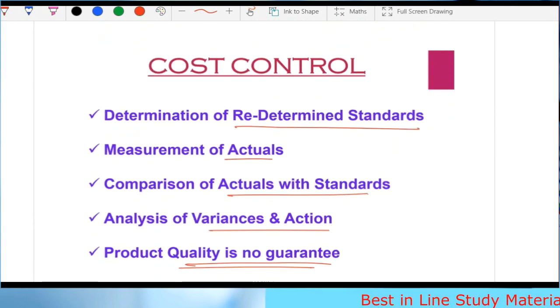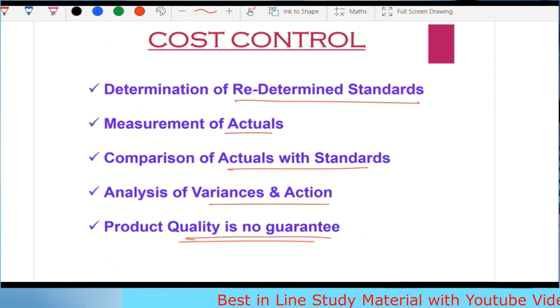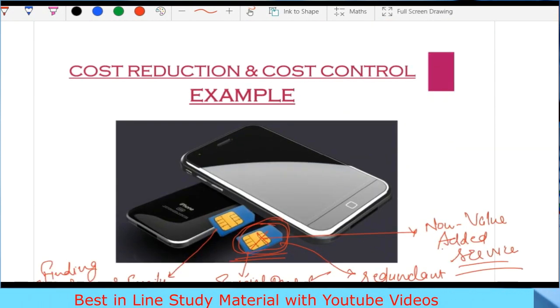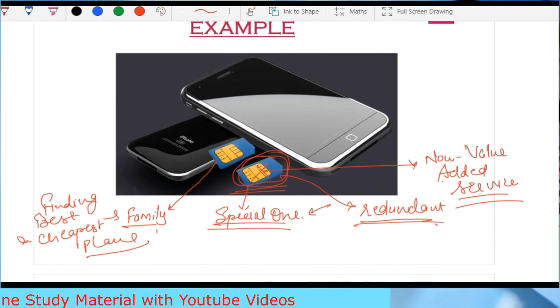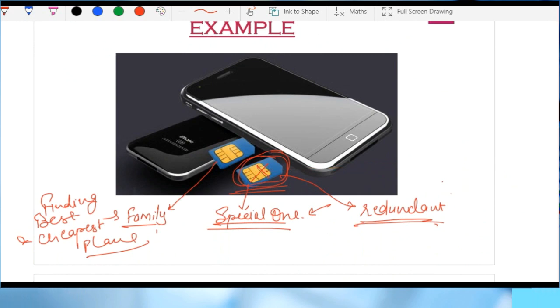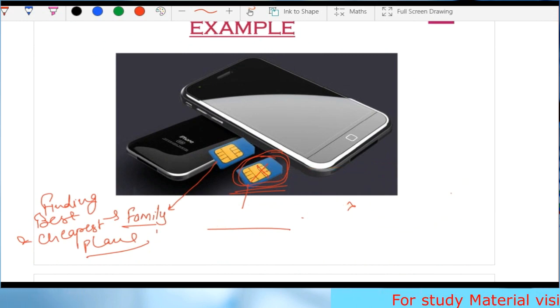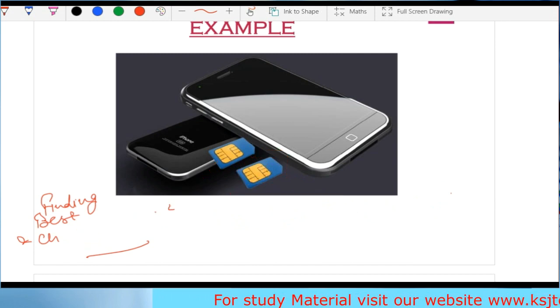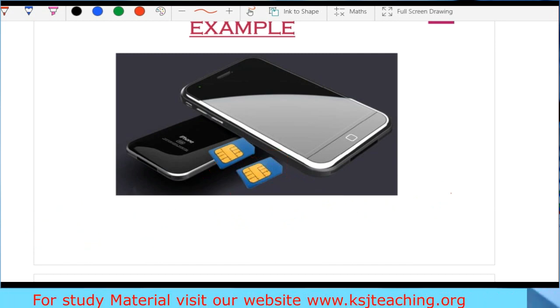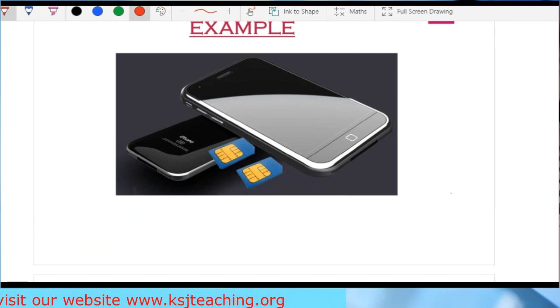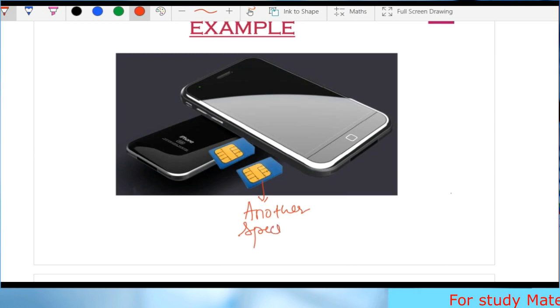Now, coming on to the cost control. Now what happens, sir? You broke up with this special one. After a few months, what happens? Okay, I'm removing this now. Now, what happens, sir? Again, you are having a dual SIM. You kept this SIM in your drawer. Okay, now after 2 or 3 months, you have moved on and you have another special one.